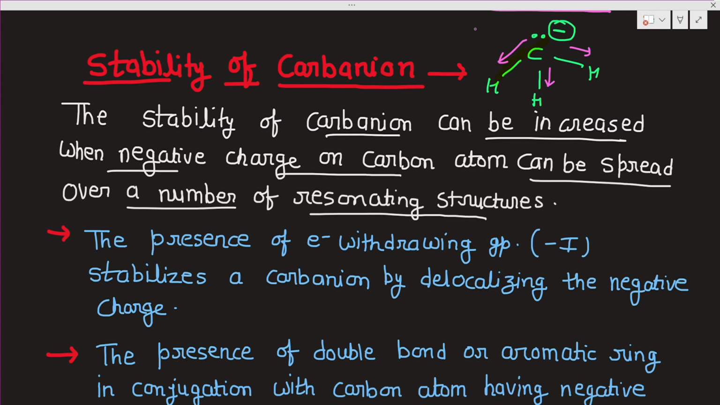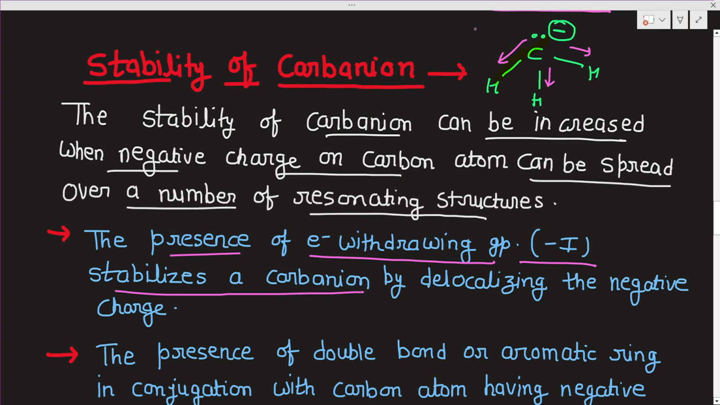of the carbanion. So if there is presence of any electron withdrawing group, which are having minus I effect, minus I effect means like you have COOH group, like NO2 group, any of the minus I group. If it is present, then it will withdraw the electron density from this carbon atom, so it can stabilize the carbanion by delocalizing the negative charge.